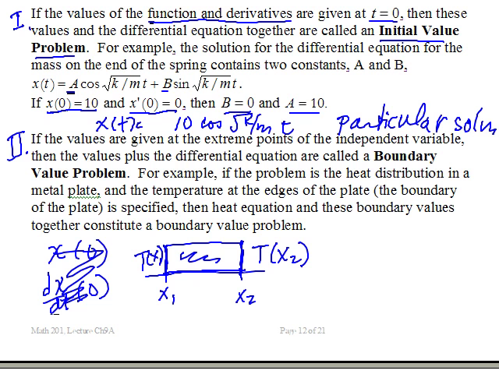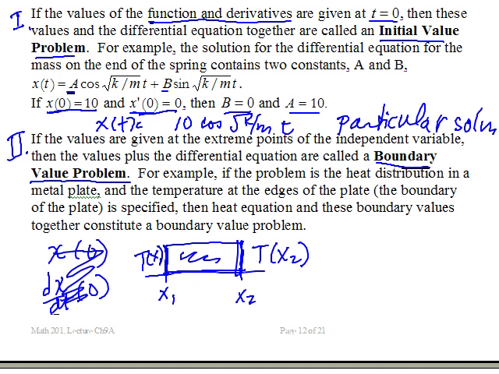Now, instead of having all the values at t equals 0 at the beginning of the problem, you now have the values at either end of the problem. This is called a boundary value problem. So what I'm giving you here is just some definitions. You'll come upon them later. You can have other combinations too, but these are the two classical ones.